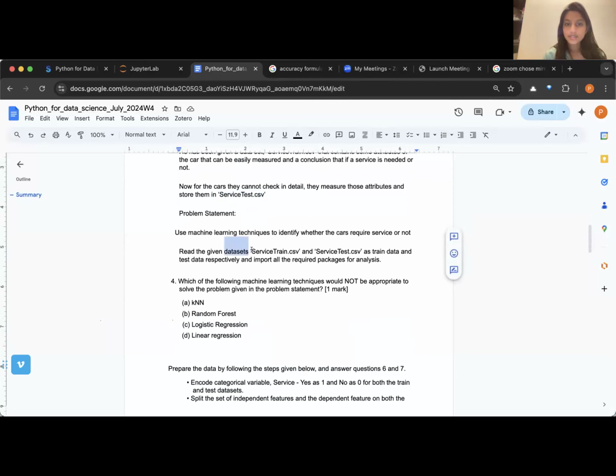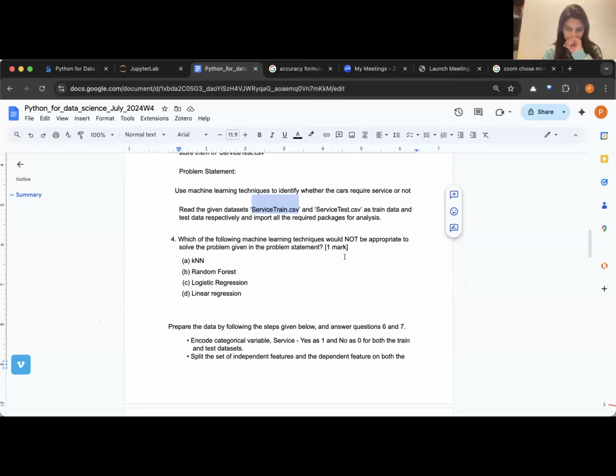Read the given data sets. They've given two data sets in the assignment, service train and service test, as train and test data respectively, and import all necessary packages for analysis. Question: which of the following machine learning techniques would not be appropriate to solve the problem in the problem statement? You can answer it on the chat.